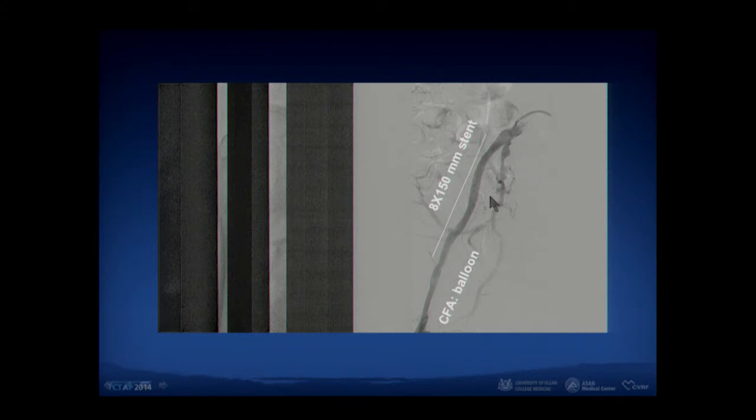We put the stent in the iliac, and the common femoral artery was not touched with the stent, just balloon angioplasty, enough to maintain the patency. So with common femoral artery involvement, I think surgery is also a good option. However, in this case, intervention is also another good option.